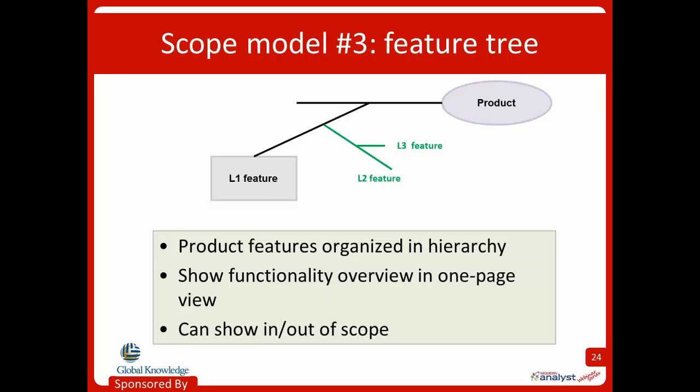Then we're going to have sub-features to the L1. Those are called L2 features. And then we would have L3 features that are sub-features to the L2, and they're going to be called L3 features. And you can see how the sub-features are always hanging off the branch of the feature that they're a sub-feature to. So what we love about this particular model is it's a very concise view of all the planned features. It fits in one page.